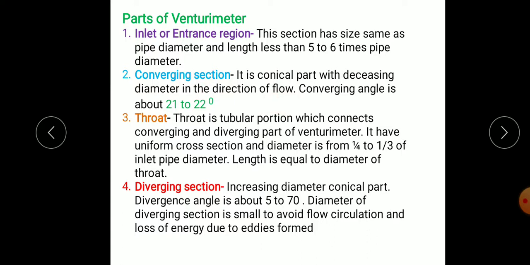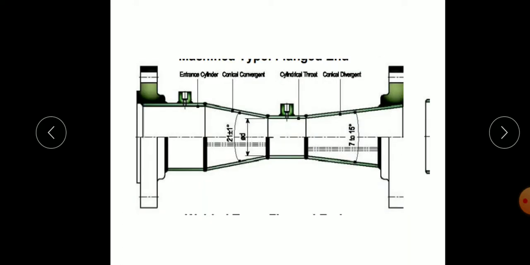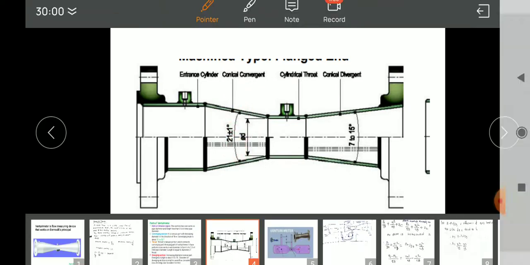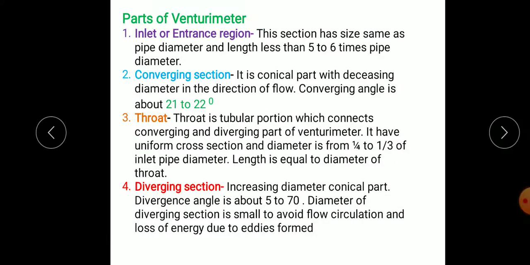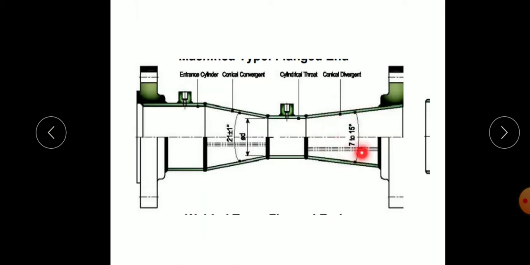The convergence angle is about 22 degrees. We can see this convergence angle is up to 22 degrees. So the converging angle is more as compared to the diverging angle, which is up to 5 to 7 degrees. Sometimes 7 to 15 degree diverging is there.